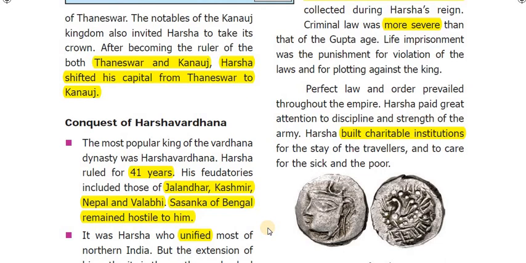The most popular king of the Vardhana dynasty was Harshavardhana. Harsha ruled for 41 years. His feudatories included those of Jalandhar, Kashmir, Nepal, and Vallabhi. Sasanka of Bengal remained hostile to him.